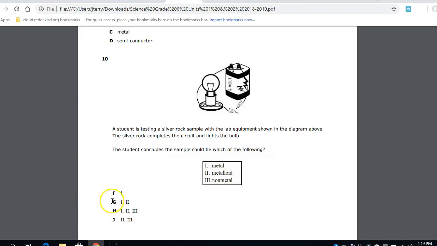F is 1 only, G is number 1 and number 2 only, H is number 1, 2, and 3, and J is 2 and 3. Which one of these could be our silvery rock?